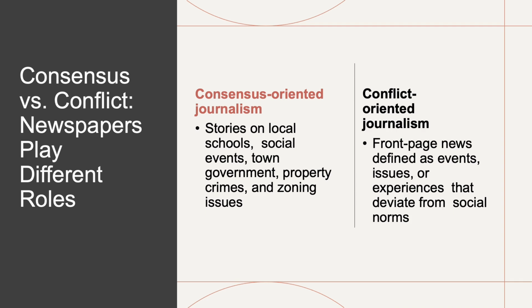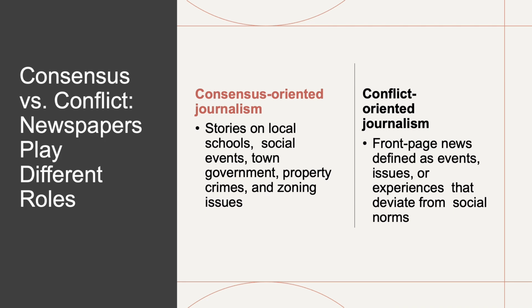Another important distinction the authors emphasize in our chapter is the difference in roles that newspapers played in the 20th century. So there are two broad categories of roles that newspapers have played. The first is consensus-oriented, which tried to focus on issues seen as relevant to a large number of people within a certain locality.